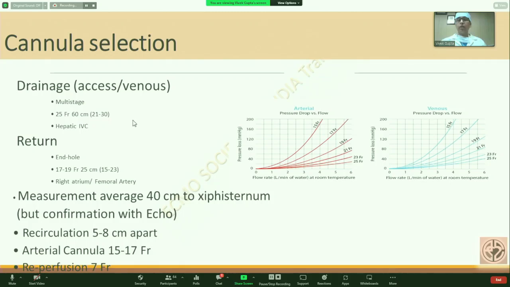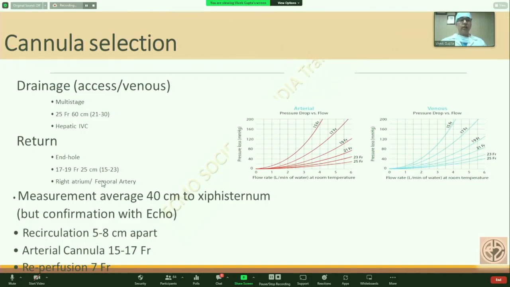The placement is on the hepatic part of the inferior vena cava, and we always confirm with an ultrasound. The return cannula is an end hole cannula, usually 17 to 19 French. It's 25 centimeter, but it can range from 15 to 23 French, which is placed in the right atrium or femoral artery, depending upon whether it's VV ECMO or VA.